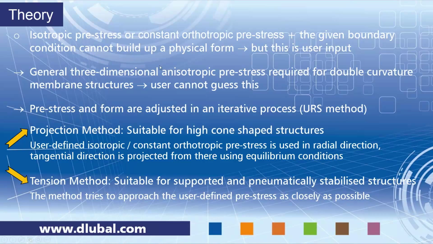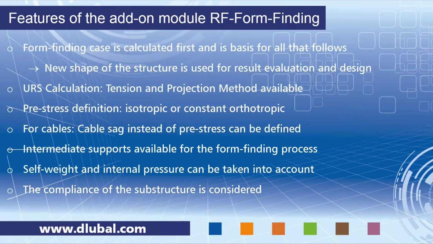So that's all I want to tell you about the theory. Everything else in more detail, and the equations, you can read in the literature. Just to summarize the features of the add-on module for form finding: the form finding case, as it is defined in RFEM, is calculated first and is the basis for all that follows. So all the loads you define afterwards are calculated on the deformed shape, and it's used for the complete result evaluation and the design afterwards. So everything is calculated on the deformed shape.